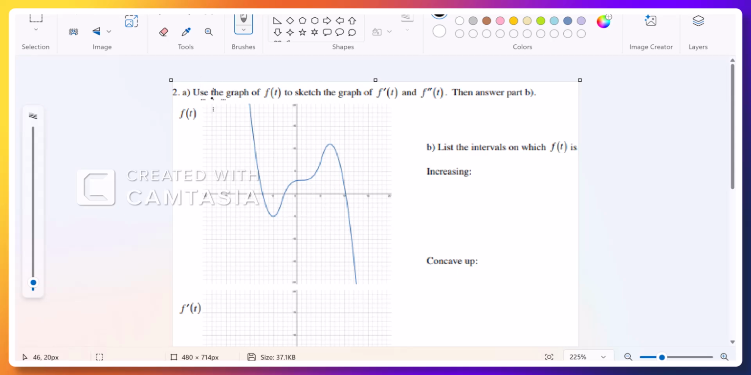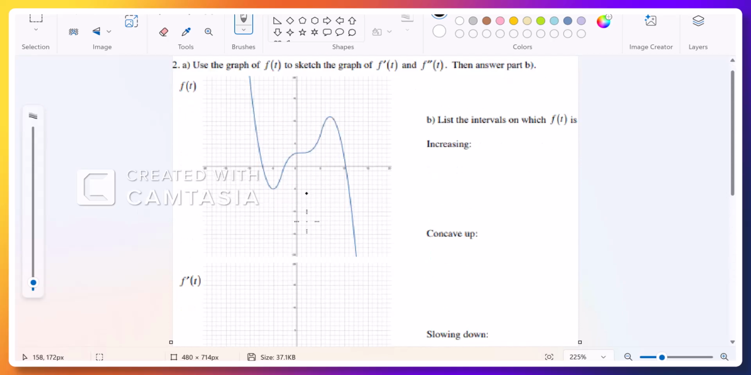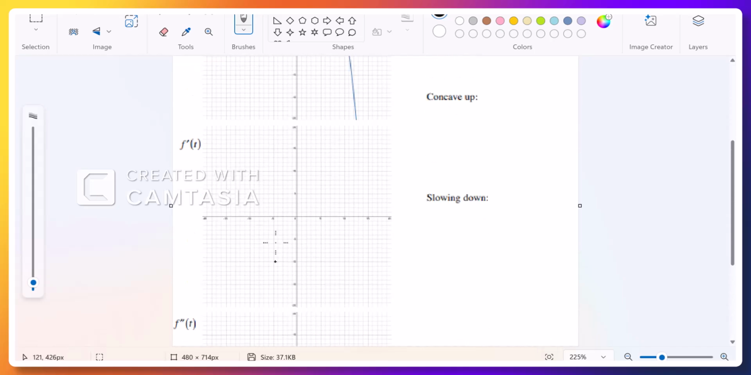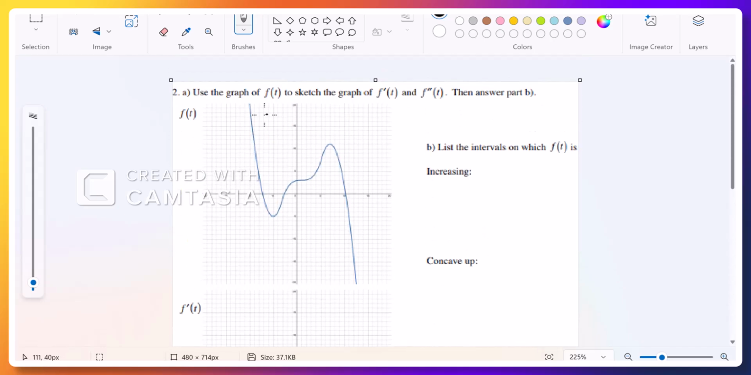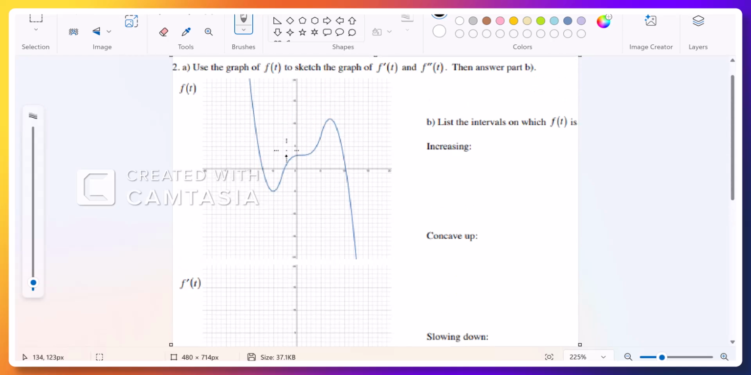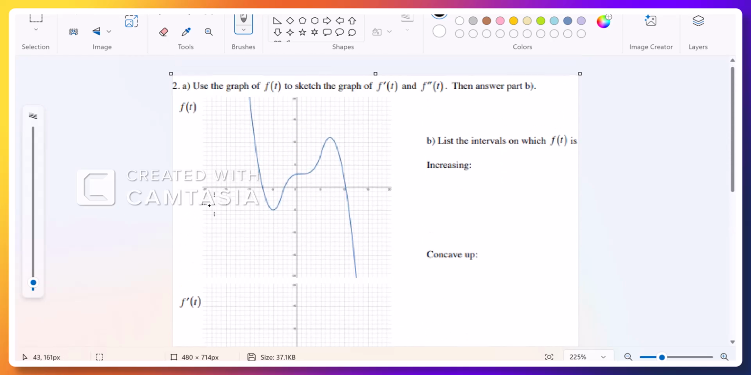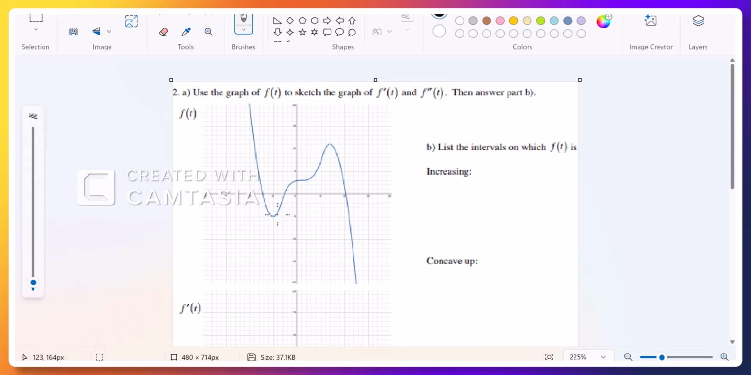Hello. Today we are doing section 2, page 4 on exam 2. And this question today is we're going to use the graph of f of t, which is right here, to graph f prime of t and f double prime of t. And then we're going to answer part 2. So first we're going to answer the graphs. So let's start with that.